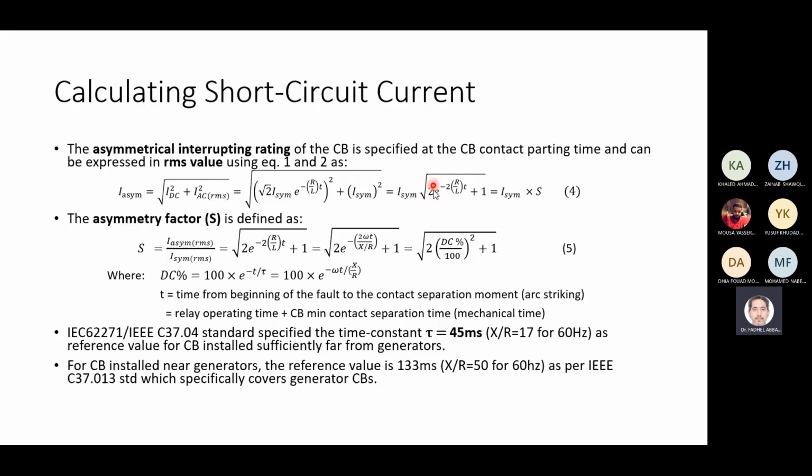This can also be written in a different form. If you divide this over this, I get this factor, and it can be written in a different form. I can take all of this squared, and I can define e to the power minus t over tau as the percentage DC. So this is the derivation of the S factor.